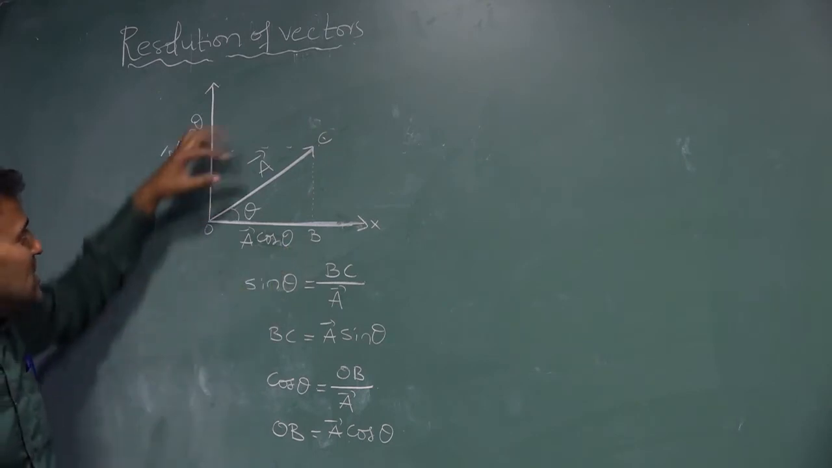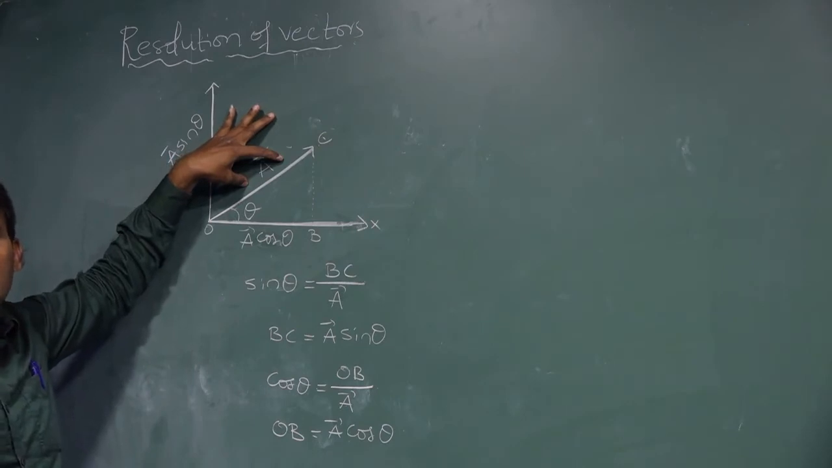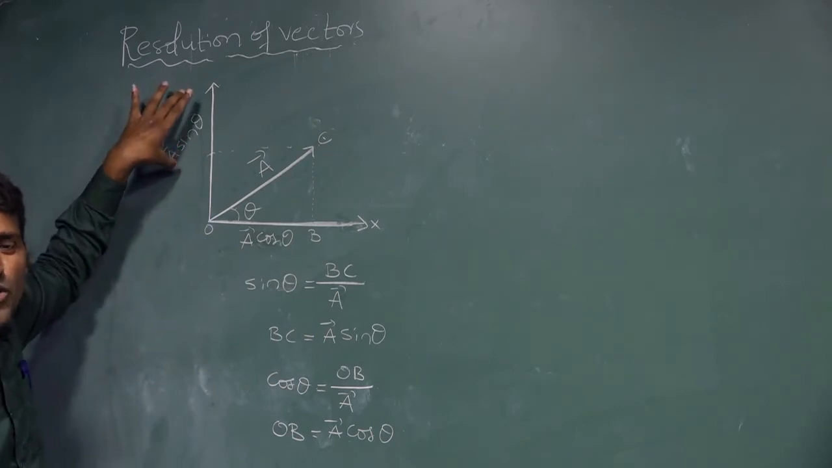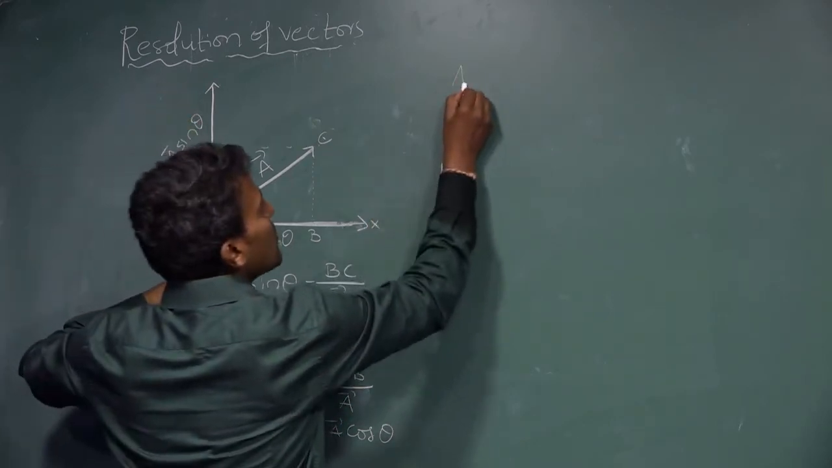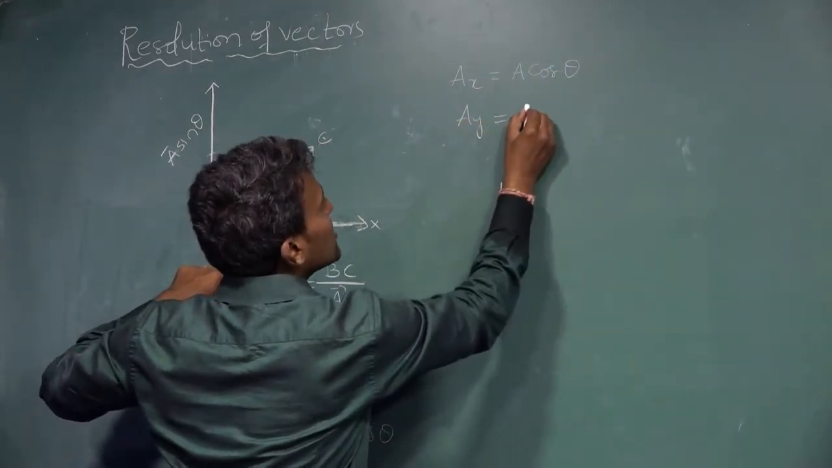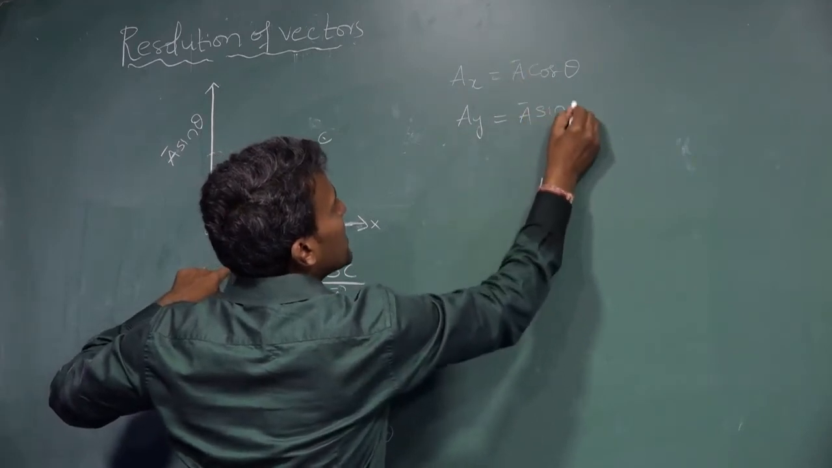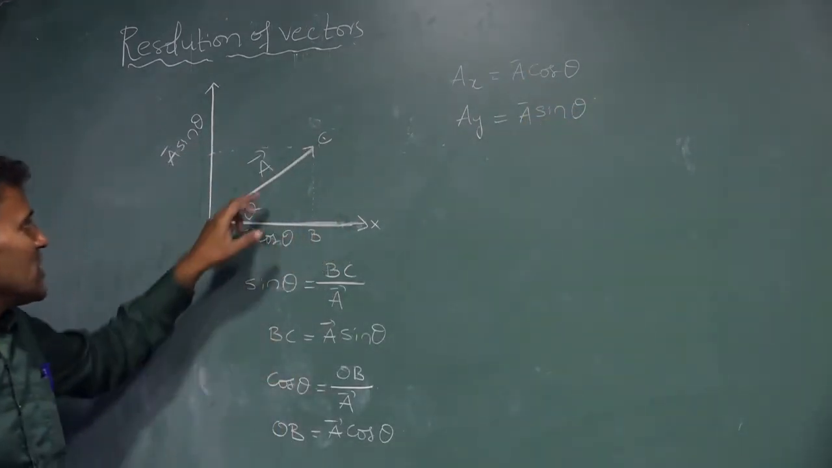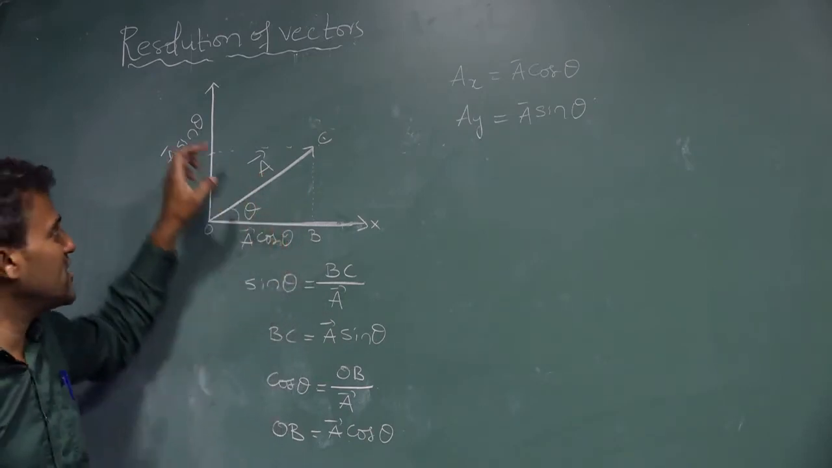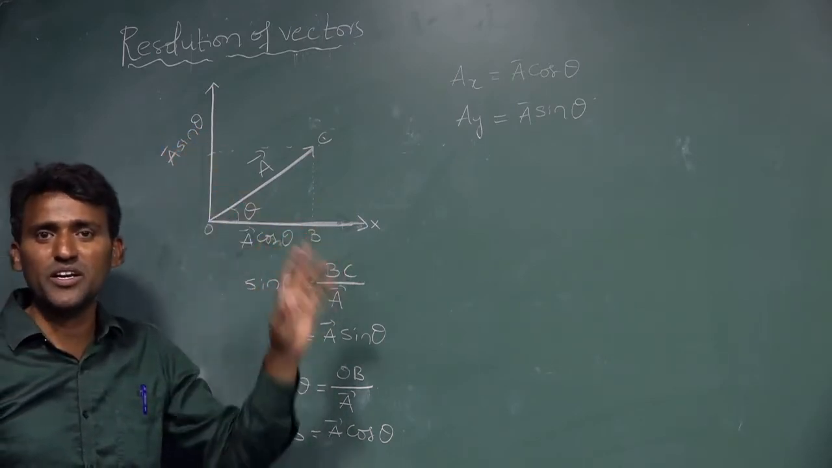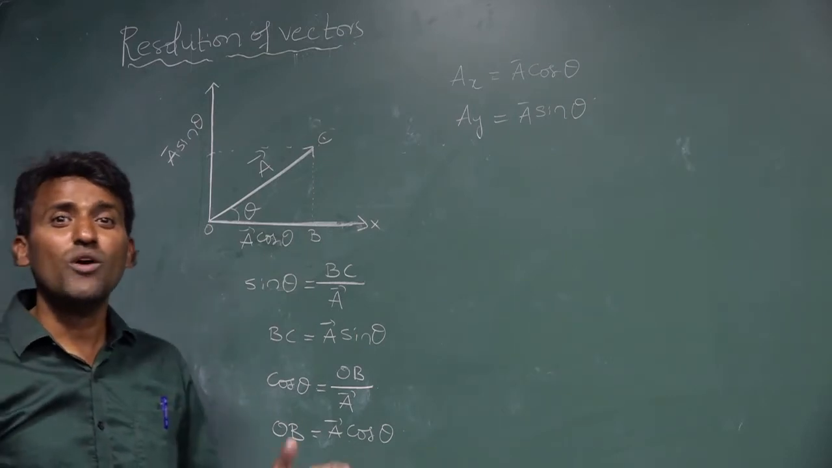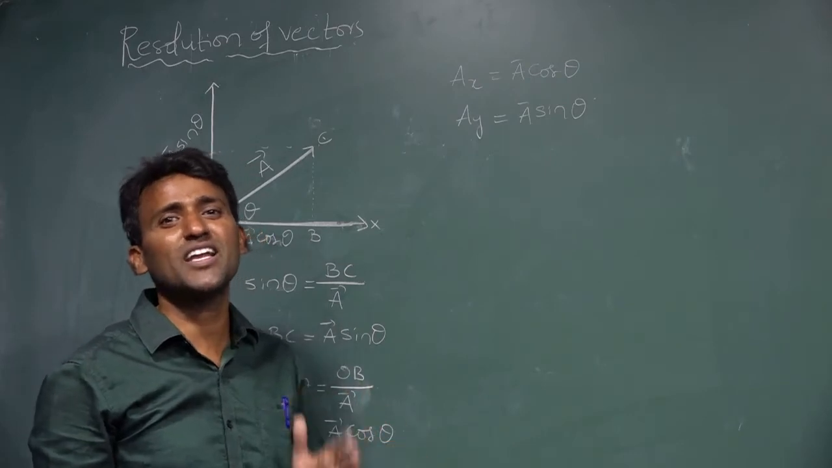Now we can write here A vector is resolved into two components. One is the horizontal component, one is the vertical component. Horizontal component AX is equal to A cos theta, and vertical component AY is equal to A sin theta. So when a vector is making an angle with either the y-axis or the x-axis, whatever it may be, it can be resolved into two components.